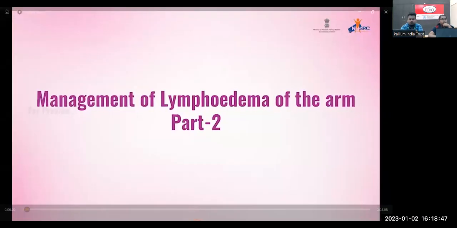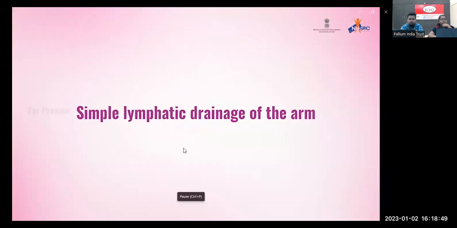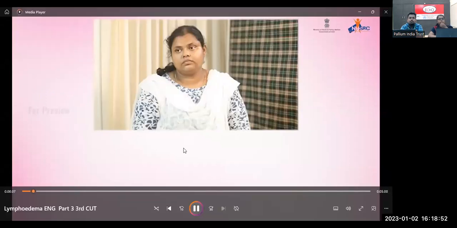Arm, Part 3. Simple lymphatic drainage of the arm. Rama is getting discharged. She will be taught the technique of simple lymphatic drainage by Sister Reshma. It is a simplified version.